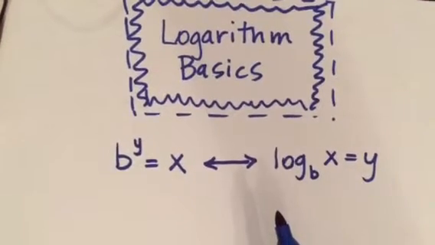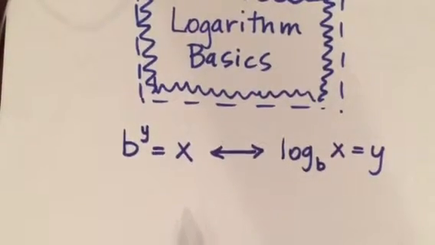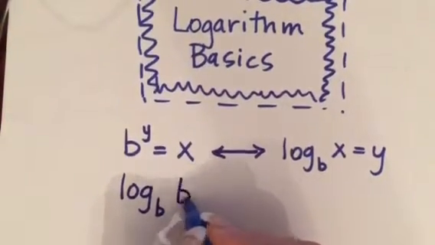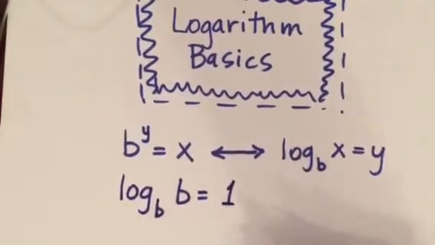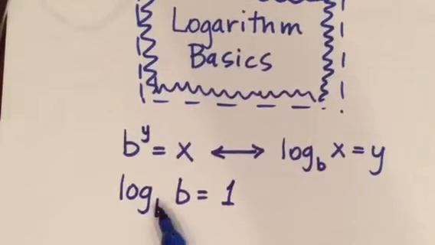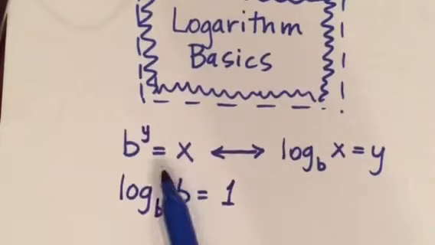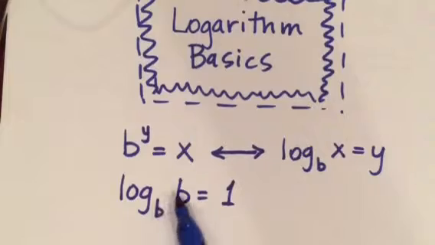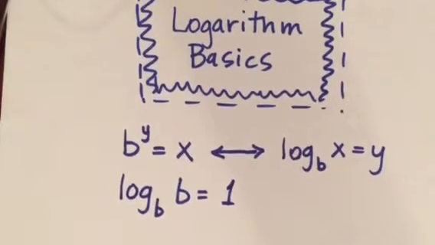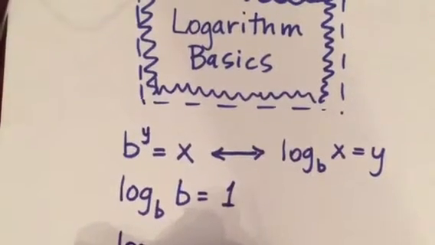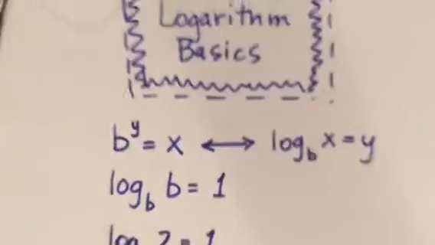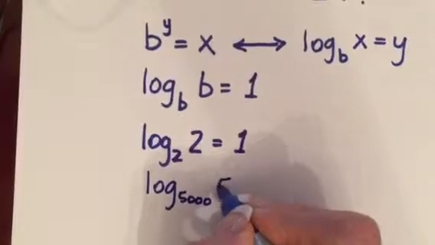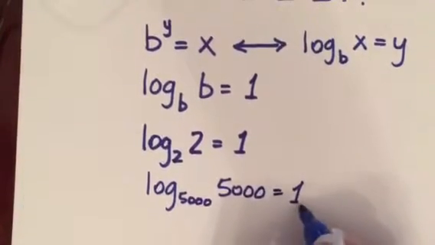So we're going to look at some very basic properties that come straight from this definition. The first one we're going to look at is this: log base b, which can be anything, of b is equal to, and this answer is always going to be 1. Because if you think about it, if we look at this logarithmic statement in exponential form, this is saying b to the first power is equal to b. Well, that's of course true. So I can replace these b's with any base I want. I can say log base 2 of 2 is equal to 1. Or I can say log base 5,000 of 5,000, and that again is equal to 1.